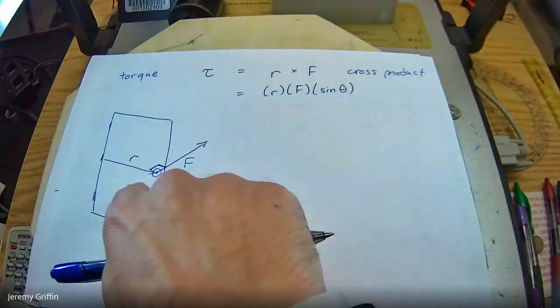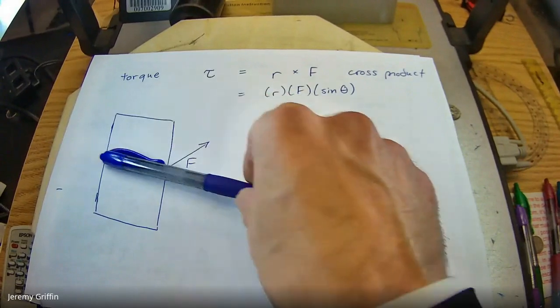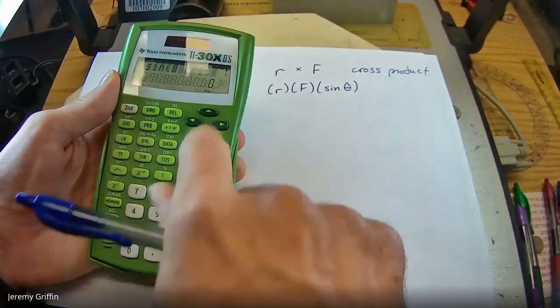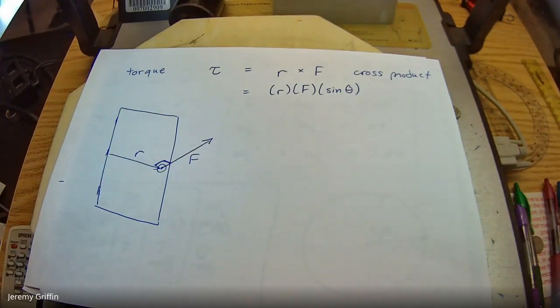Versus, what if this angle went to 0 degrees, say you're pulling in the same direction as the width of the door? Yeah, you would have no torque at all, because sine of 0 is just 0. See how that's consistent?